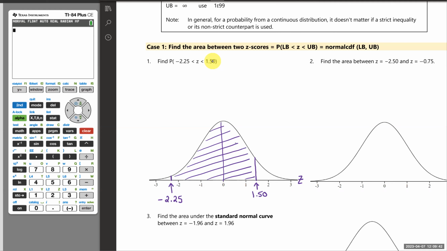So we'll either word it as an area between them, or what is the probability of selecting a z-score and it being between those two values. All right, so I'm going to indicate my LB here, so lower bound to upper bound. Lower bound's always on the left, upper bound is always on the right. And then when we use our calculator, the function that will find that probability is called normal CDF. We indicate the lower limit, or the lower bound, the upper bound.